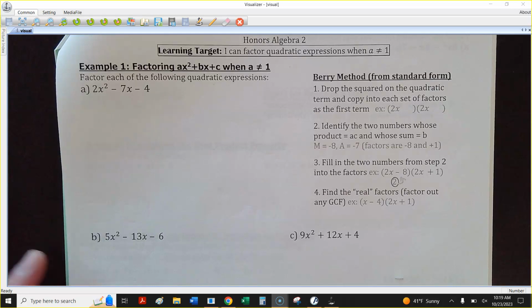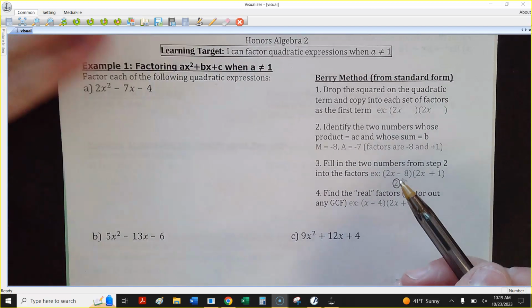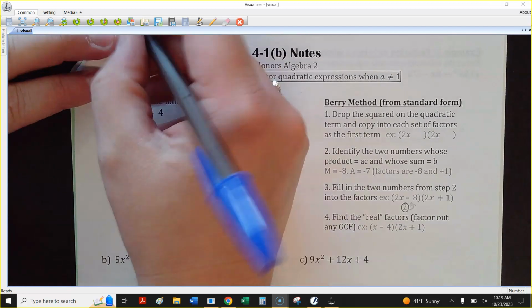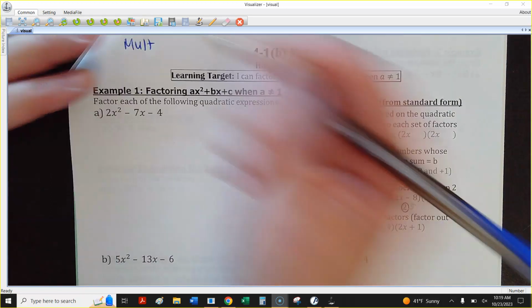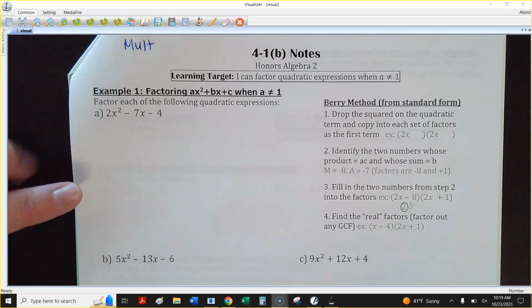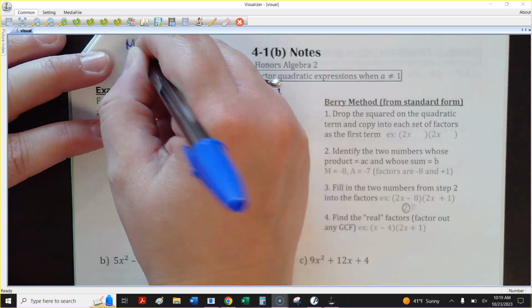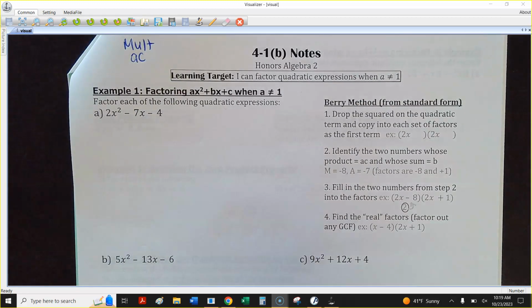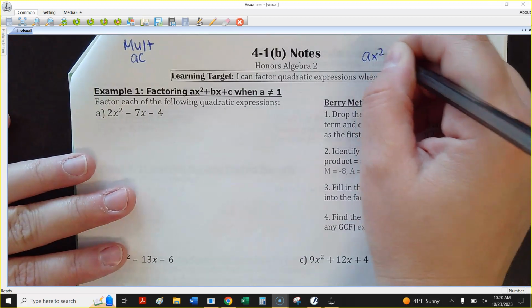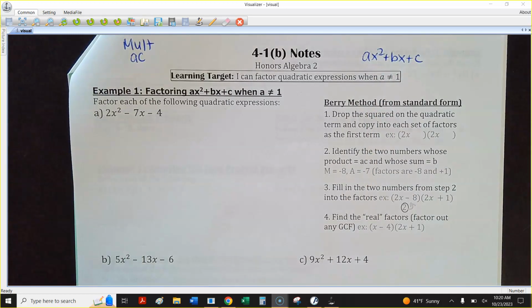All the questions that we did before had just started with an x squared, right? All the questions today are going to have a number in front of the x squared. So I just want to remind you, in general, when you're trying to factor, you want to find two numbers if you multiply a times c, and I'm talking about ax squared plus bx plus c. So I'm going to multiply the first and the last.